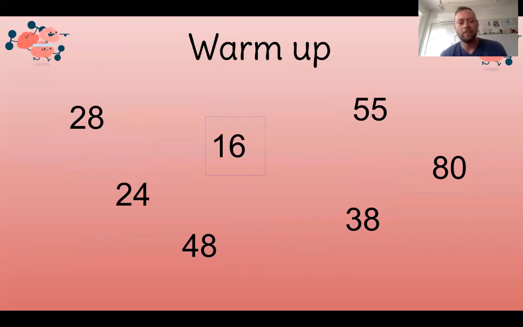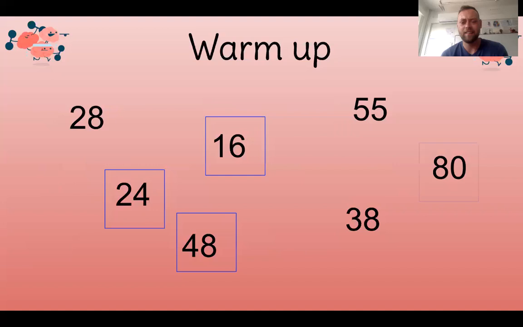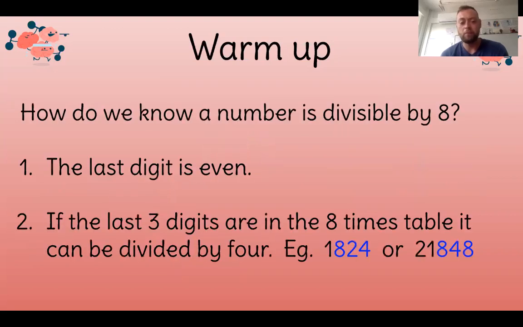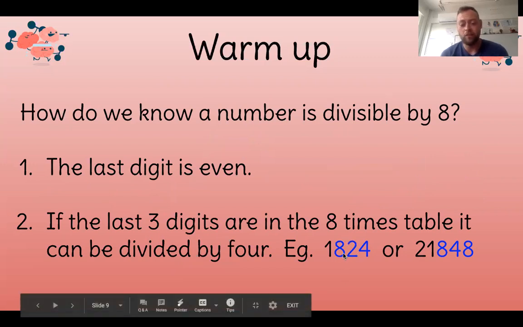Super duper. 16 was in there. 24. 48. Any more? Was that it? And 80. 10 times 8 is 80. Okay, 10 lots of 8 make 80. Super well done if you got those. Same as before, usually the last digits are even if it's in the 8 times table, okay? So that we know that. And if the last 3 numbers are in the 8 times table, so 8 is and 24 is, your number will be in the 8 times table.